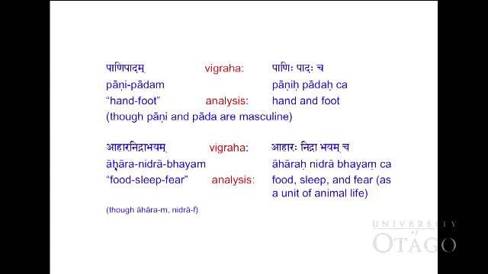Another example, Ahara Nidra Bhayam. Ahara, food, Nidra, sleep, and Bhayam, fear. So these three, we consider as one thing, that is food, sleep, and fear as a unit of animal life. So it comes from Ahara Nidra Bhayam cha, food, sleep, and fear. Ahara is masculine, Nidra feminine, and we have to decline in neuter, singular, Bhayam.